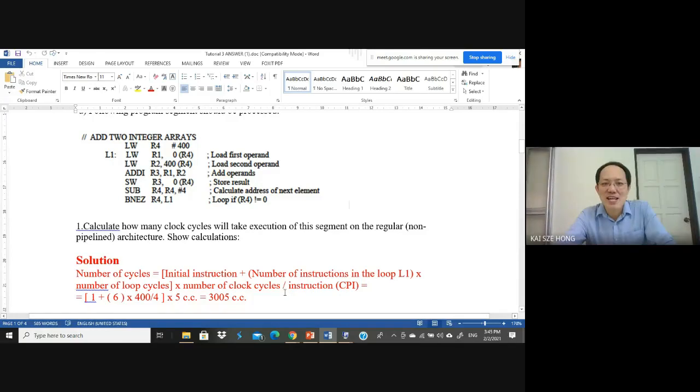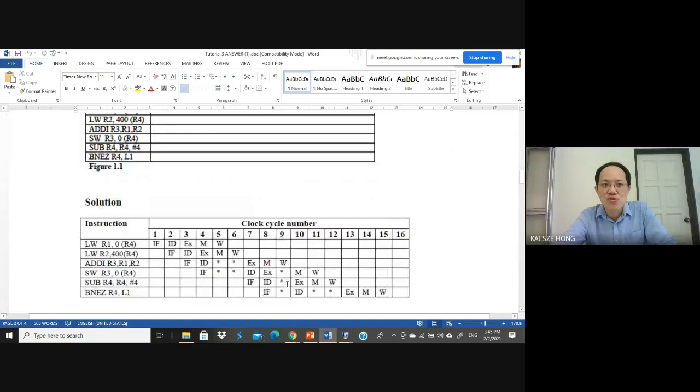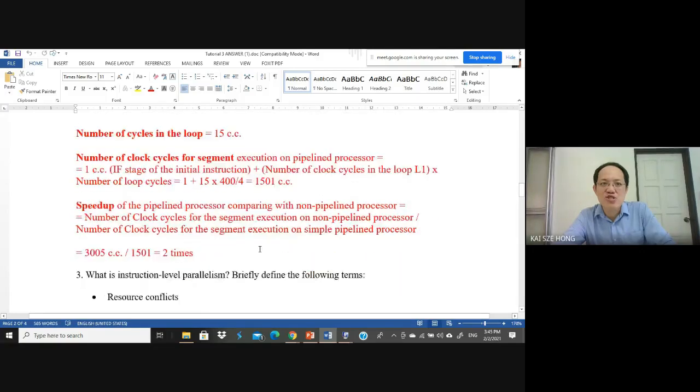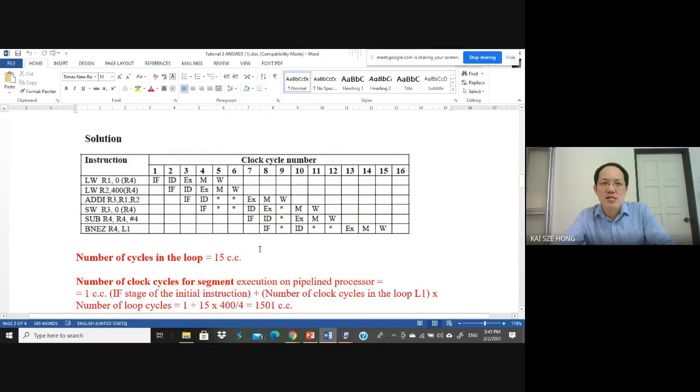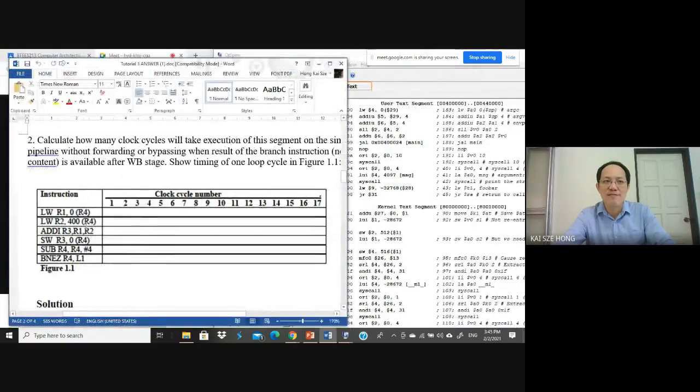Okay, if no, then is it possible for us to go to the second question? Now let us go through and discuss other things. For question two, you need more lectures before you can do it, because this instruction is quite difficult.